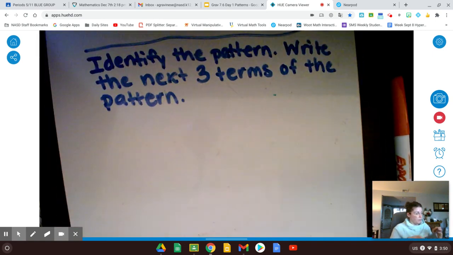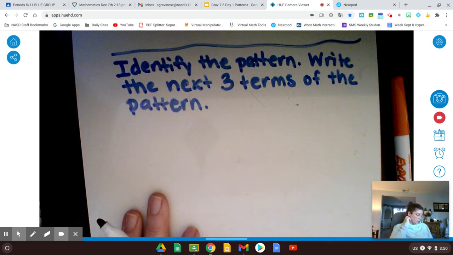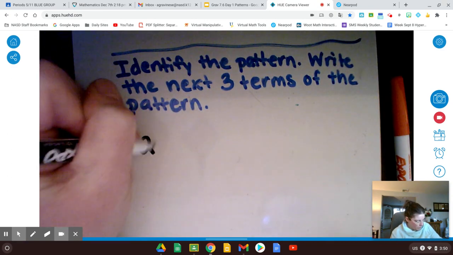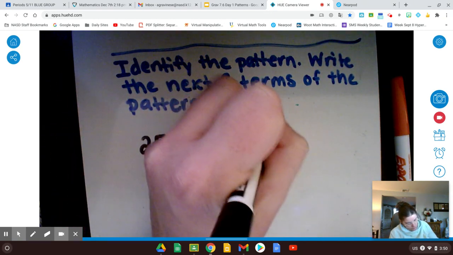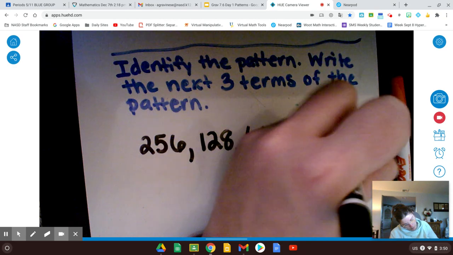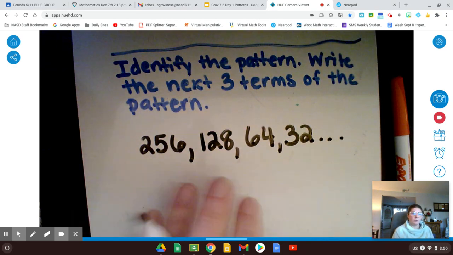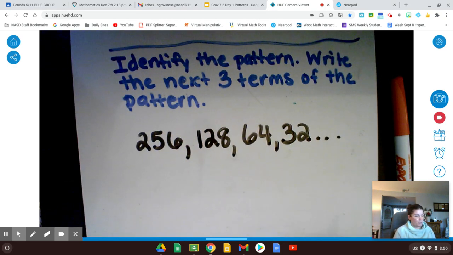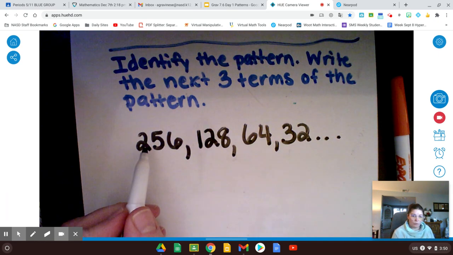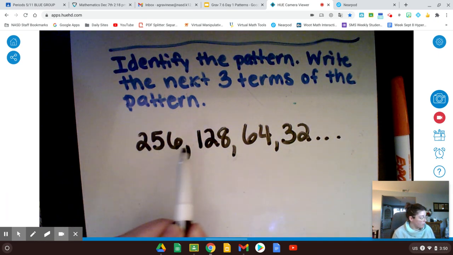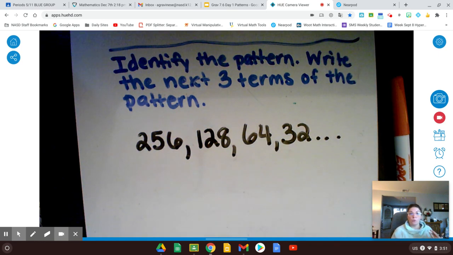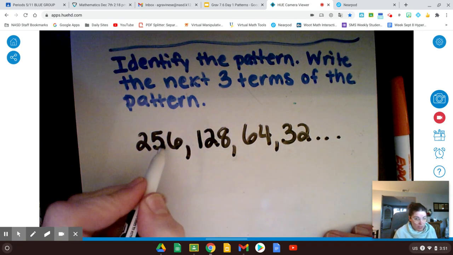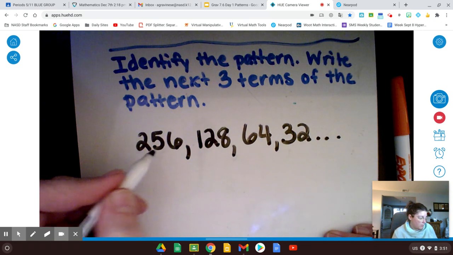We're going to do the same directions, identify the pattern, and write the next three terms. So now we have 256, 128, 64, 32, etc. All right, big numbers in the beginning of this sequence. So are my numbers increasing or decreasing? They're decreasing, meaning getting smaller. So that maybe makes me think subtraction or division. Now, if I subtract, it has to be the same each time. So let's test it.